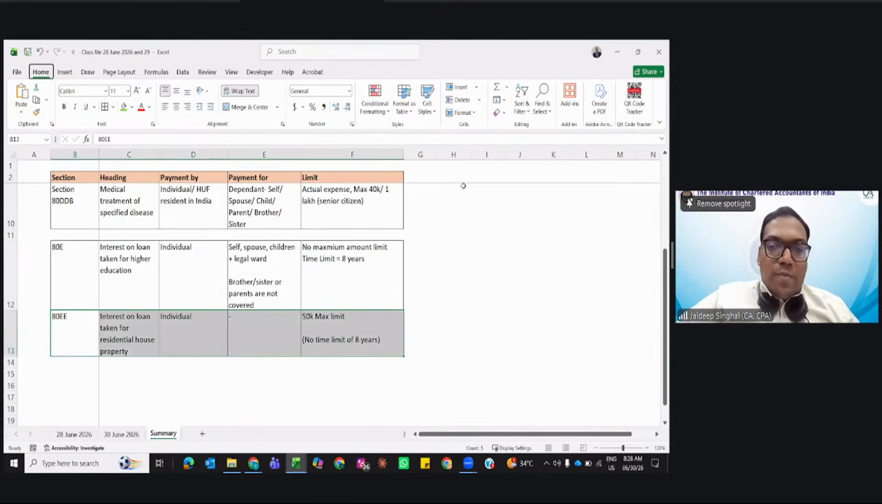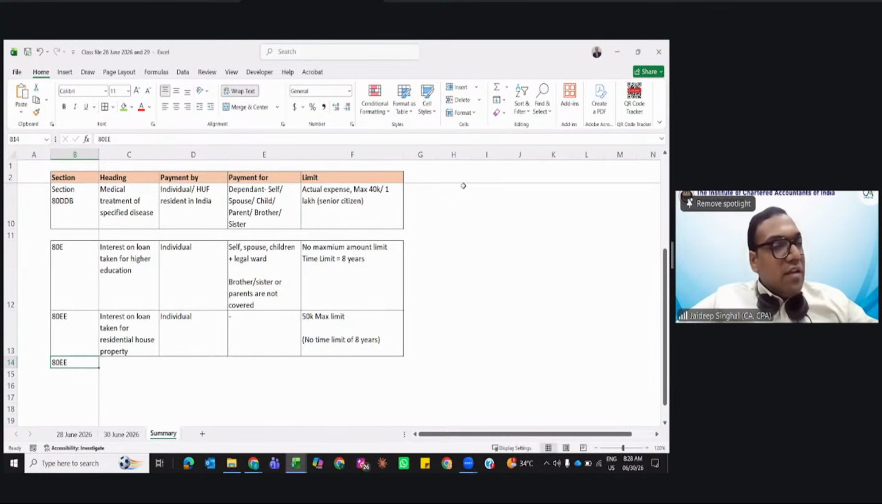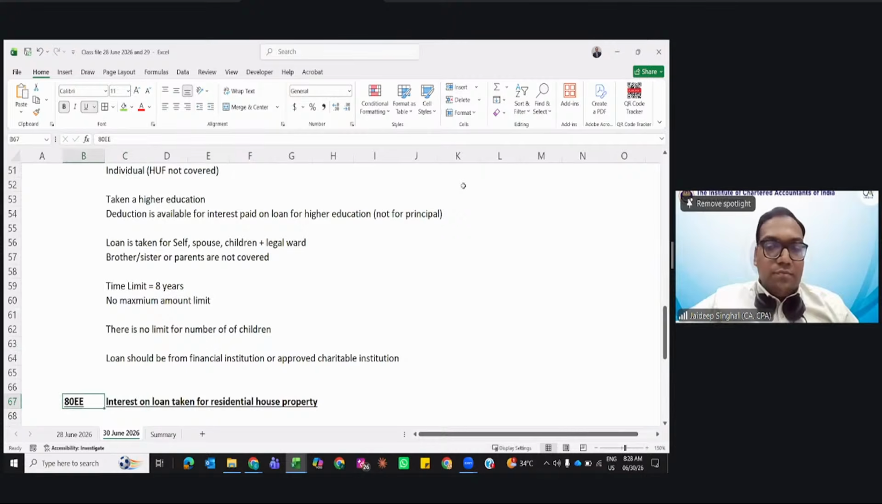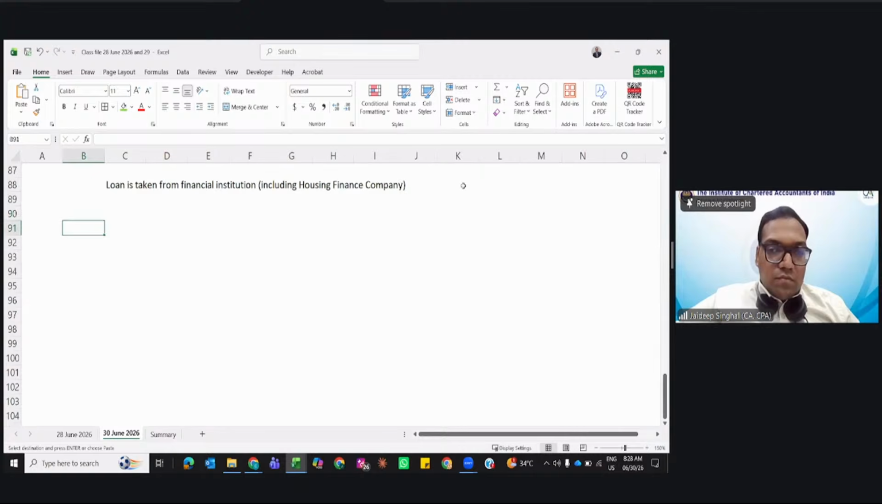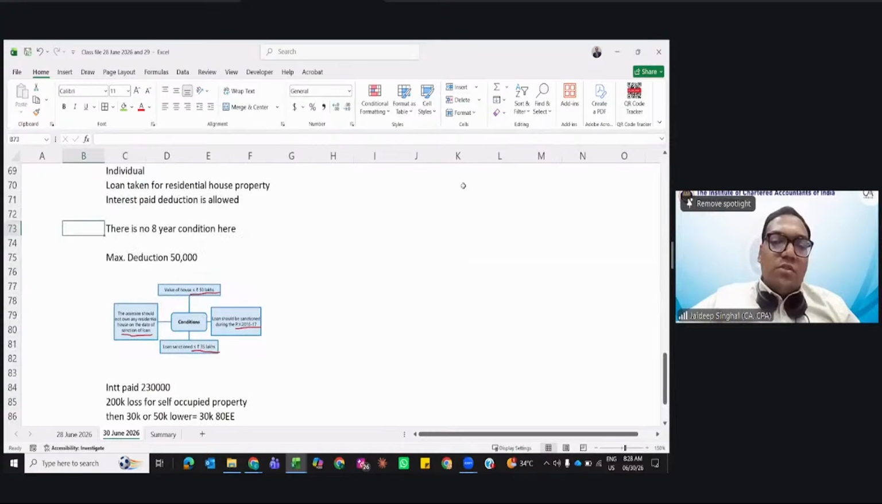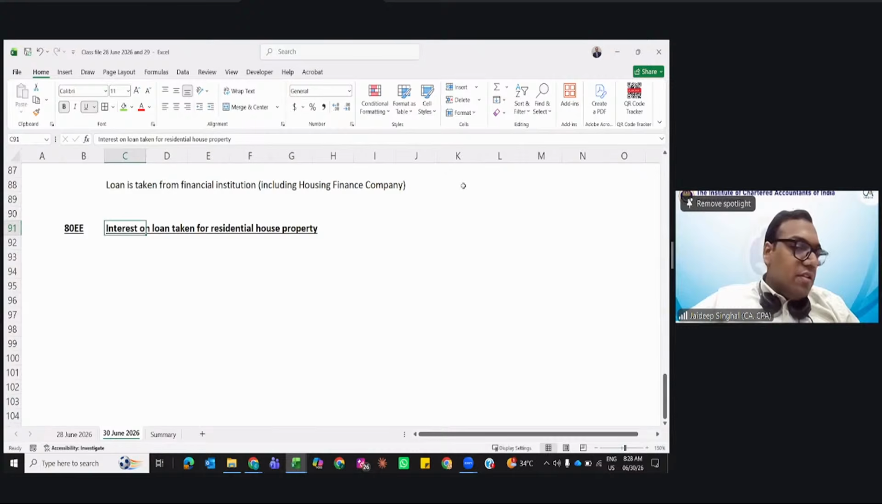Clear? Let's do the next one, 80EEA. This is also for house property. 80EEA is also for the residential house. Now, what is the difference?